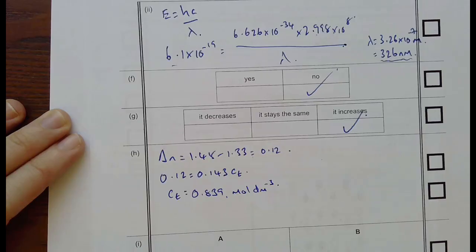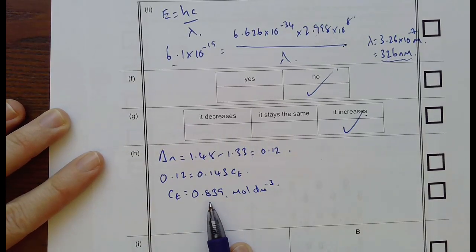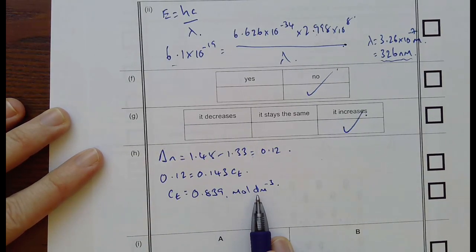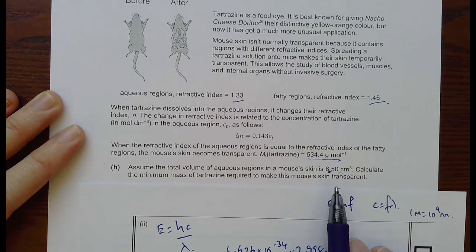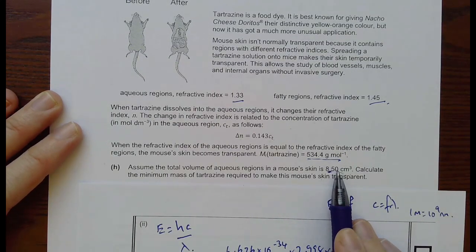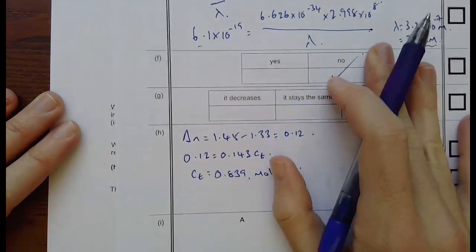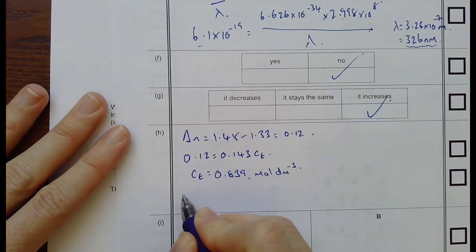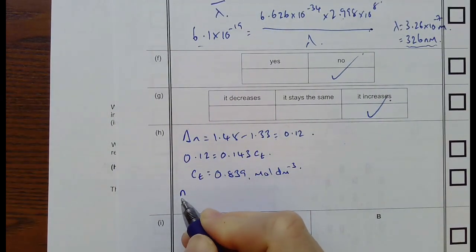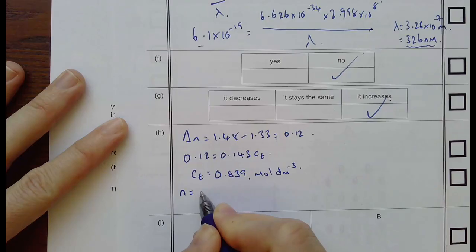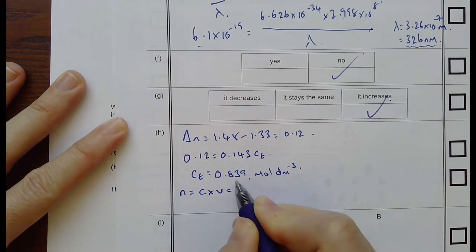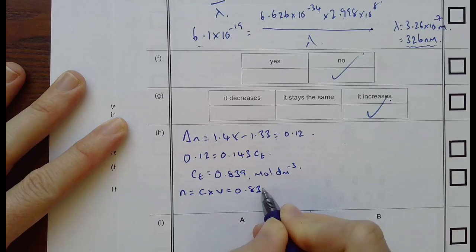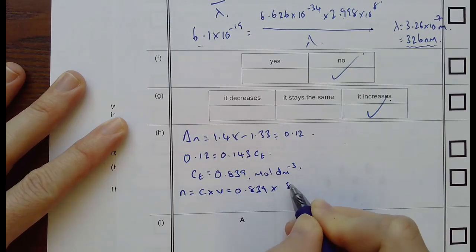So I need a concentration of 0.839 moles per decimeter cubed. That's great. And I am told that I have a total volume of 8.5 centimeters cubed. So in order to work out the number of moles that I need, and then the number of moles will give me the mass, I'm going to do moles equals concentration multiplied by volume. So the concentration I have is 0.839, and then the volume I have is 8.5.